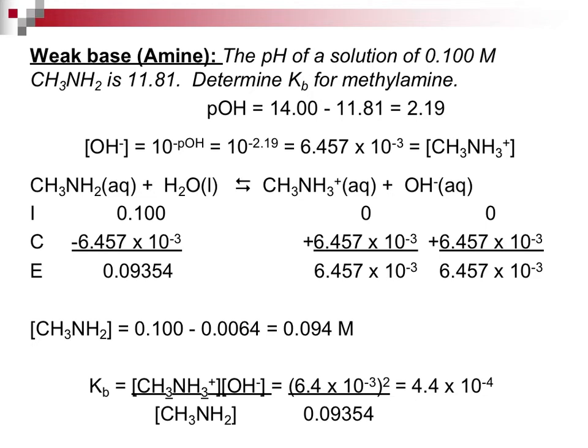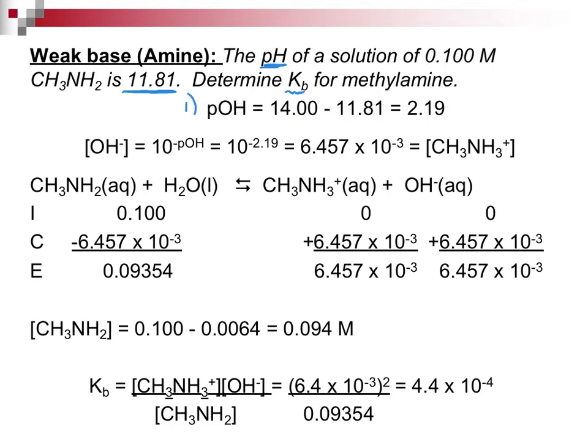Okay, so here is my weak base amine calculation. Normally, I write the numbers. There are just too many. What I want to do is talk through them. It says we are given the pH of this weak base. It is methylamine, and it is 11.81. They want us to determine the Kb. What are the steps you take?